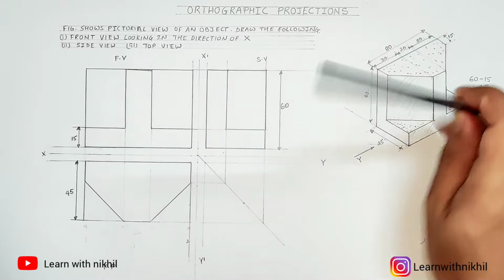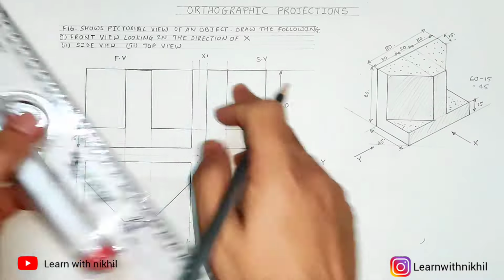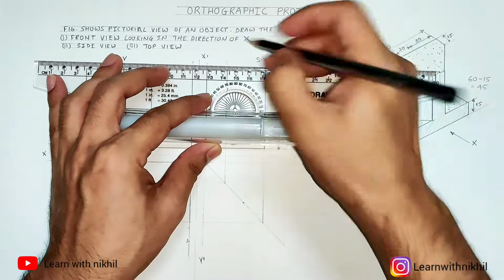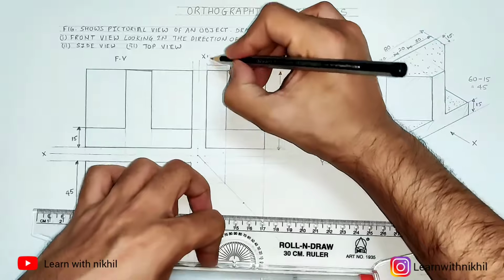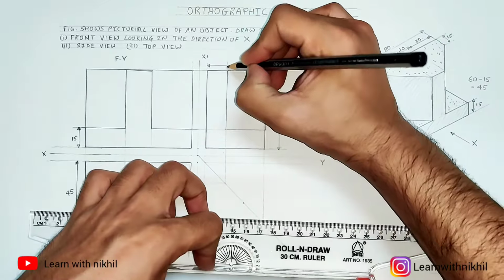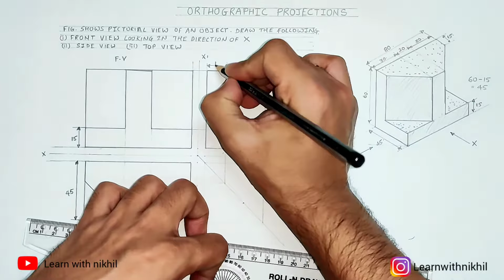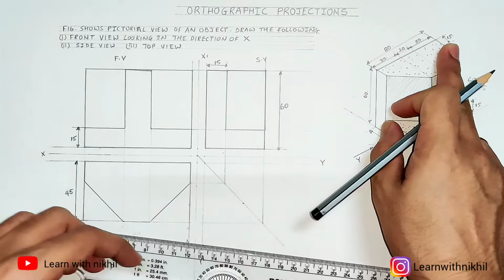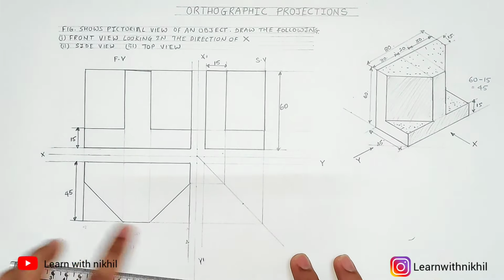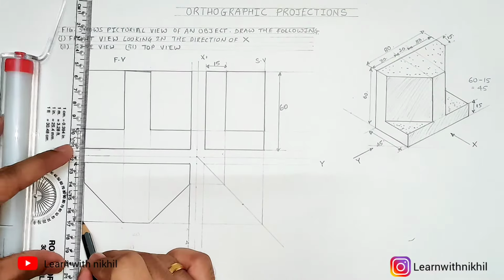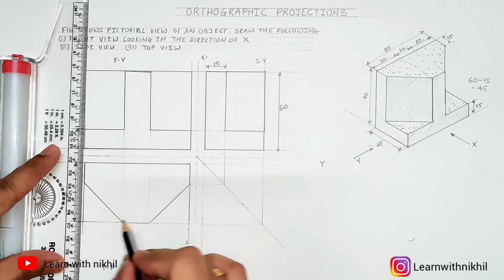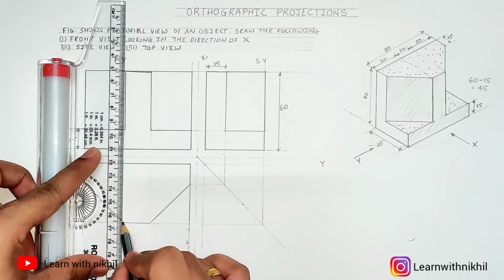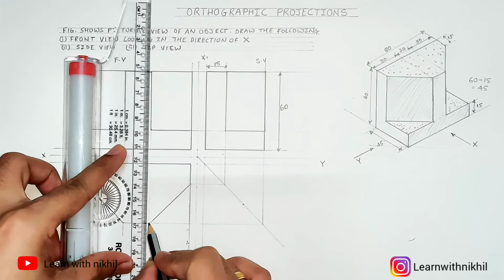So in one of the views you have to mark the dimensions. Now this 15, I can mark in the top view or in the side view. Wherever there is space available, you can mark the dimension. Now for the 30, 20, 30 dimension, I'll mark it downward. You can mark it in the top view or you can mark it in the front view.